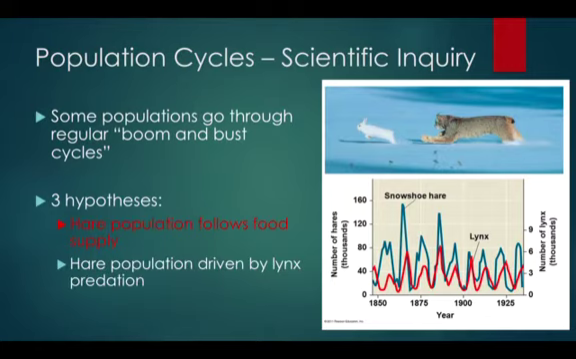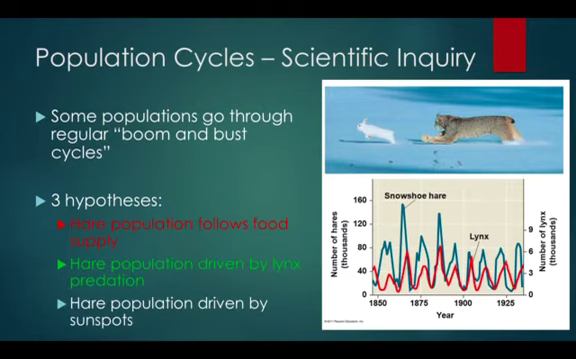Next, we have that hare population is driven by lynx predation. This was supported. So the more hares there were, the better the lynx did, and the more lynx there were. Then, because there was too many lynx, they were eating all of the hares, and so the hare population decreases. You can see it's a cyclical relationship between these two populations.